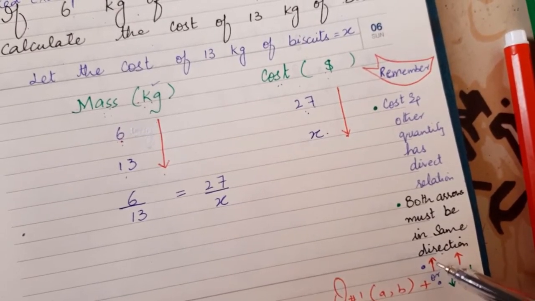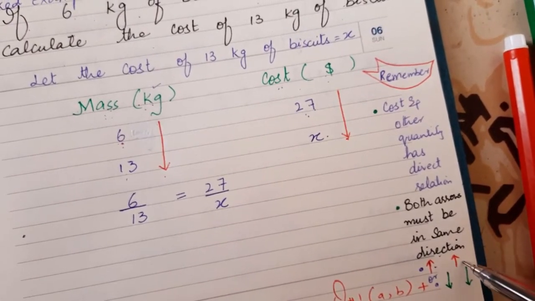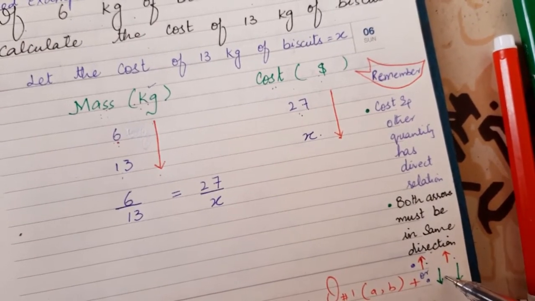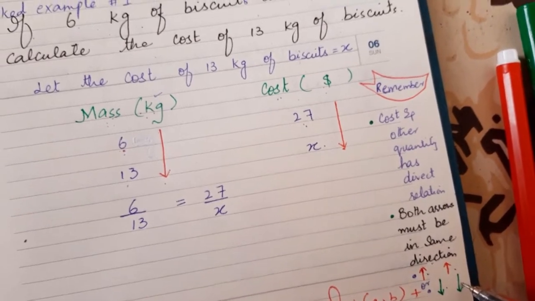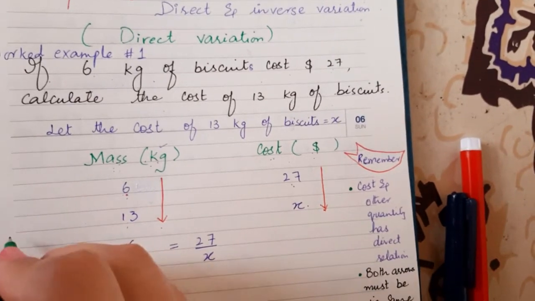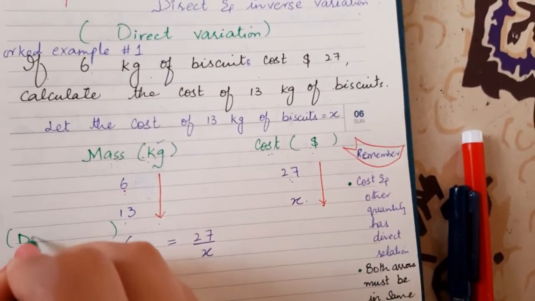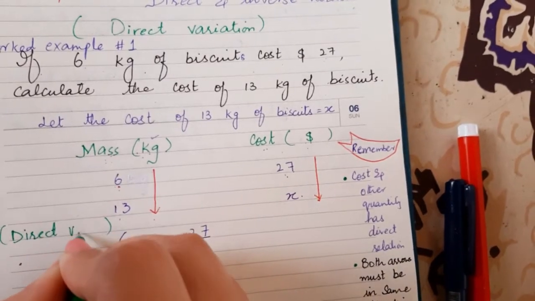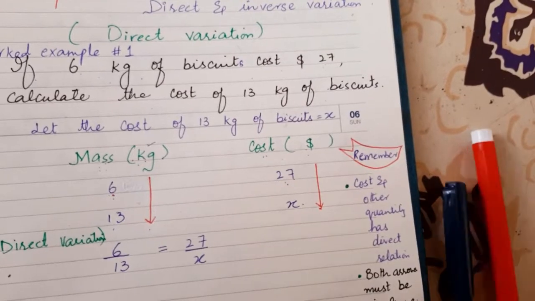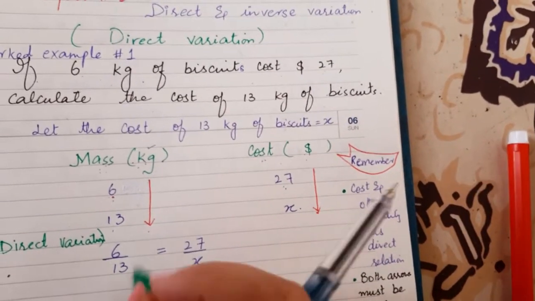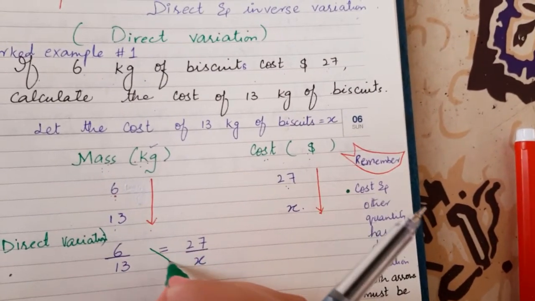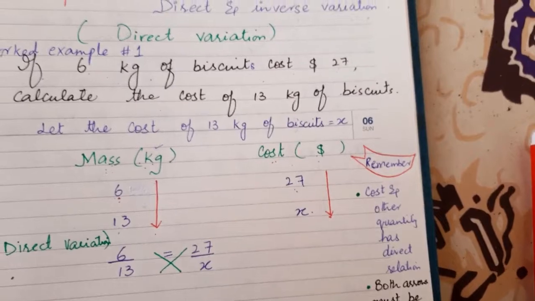If for the first quantity you are using upward arrow, for the other quantity you are also going to use the upward arrow. But if you are taking the downward arrow, then here also you have to use downward for the second quantity. Now here you first have to judge which variation this was. Here you are going to write it as direct variation, or you can also use the word direct proportion. Mention direct variation first, then write it in this way. After that you are going to cross multiply the terms.